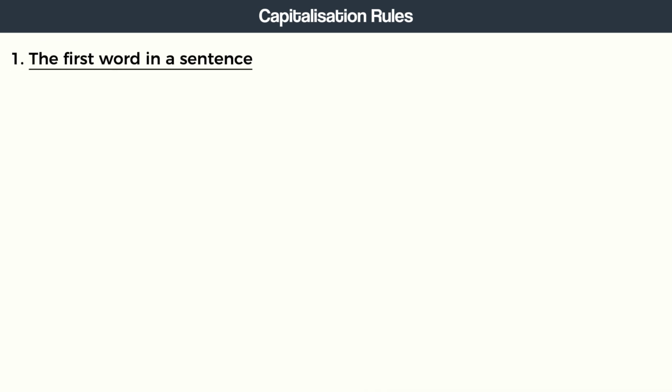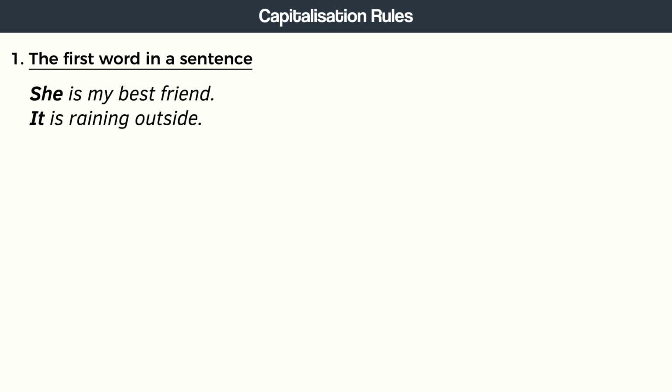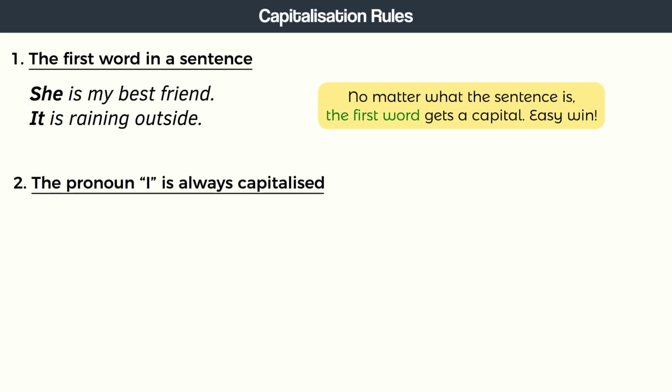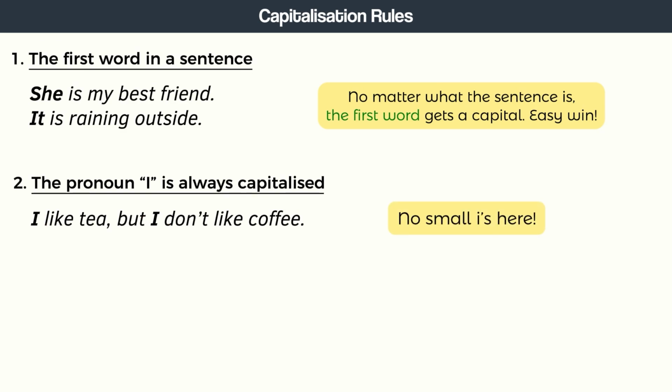1. The first word in a sentence. This one's a must. Always start a sentence with a big letter. For example, She is my best friend. It is raining outside. No matter what the sentence is, the first word gets a capital. Easy win. 2. The pronoun I is always capitalized. No matter where it appears in a sentence, it should always be written with a capital letter. For example, I like tea, but I don't like coffee. No small i's here.